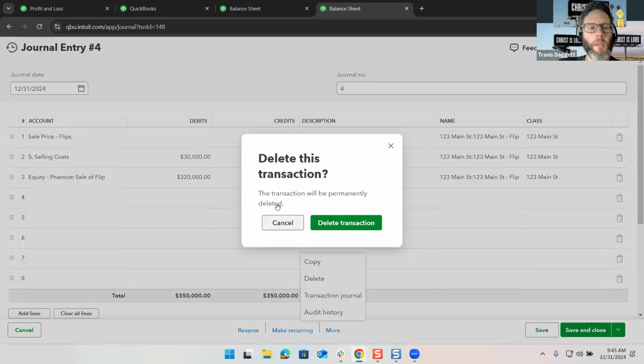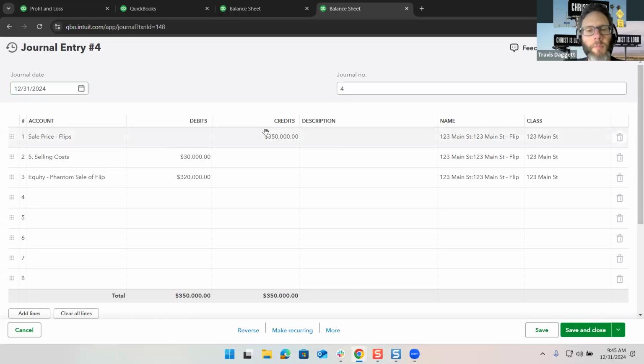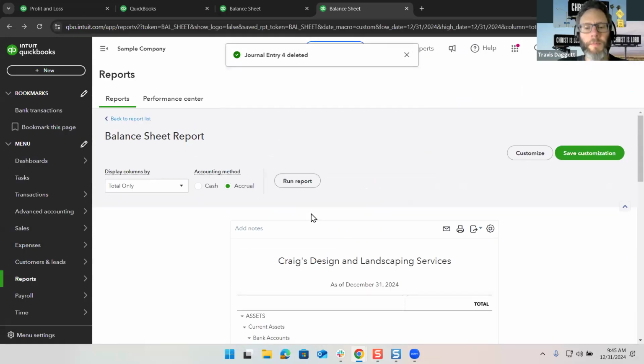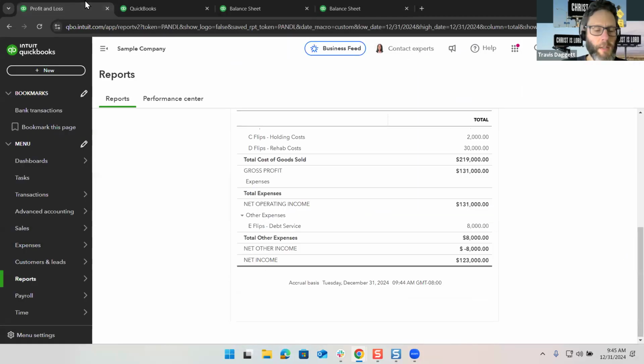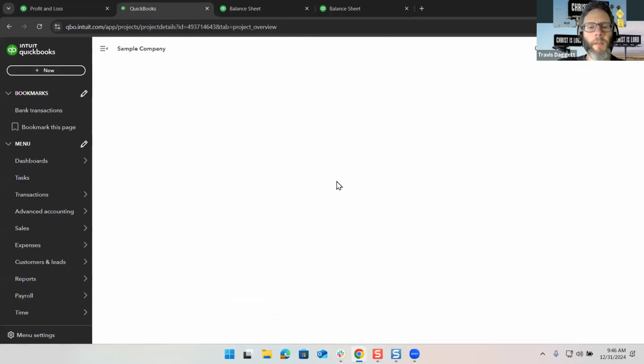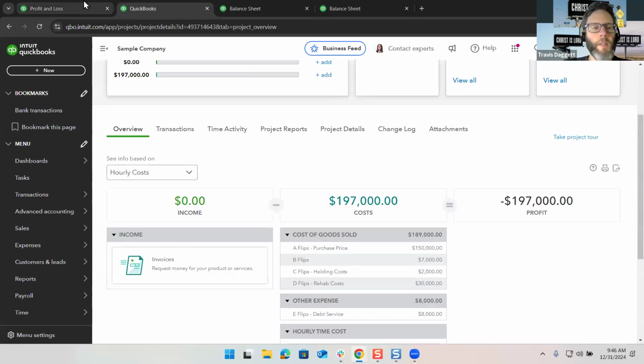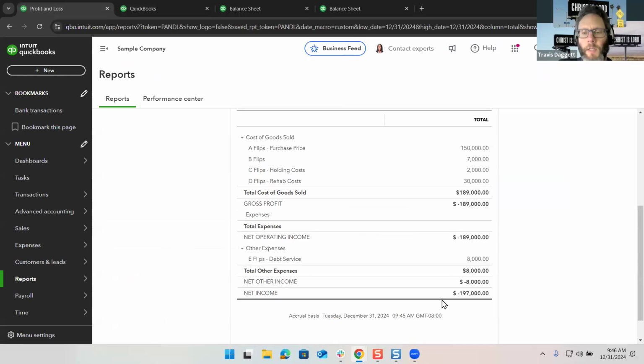Or you could go in and change the price, right? So you could leave the journal entries, change the price to run some different scenarios. We're just going to delete it. And then you'll be able to see in your projects, you're going to be back with that negative profit, our P&L, again, the negative as well.